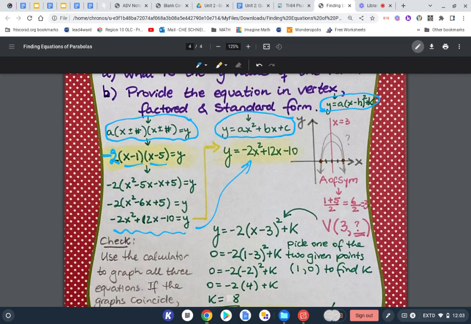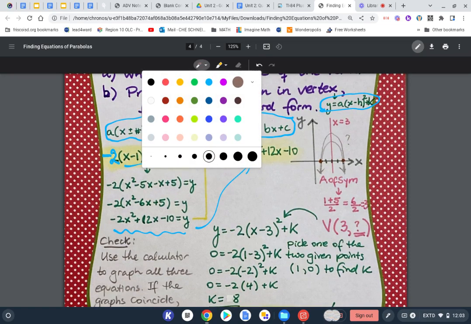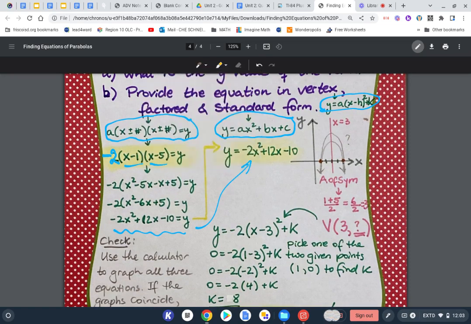So there is a little graph that I thought might be helpful. So what you start with is this. You think your way through this whole thing, okay? And this is what you do. You're like, okay, I know the x-intercepts, let me graph them. Boom, boom. One is at 1, one is at 5. And I know that the axis of symmetry is halfway between them.